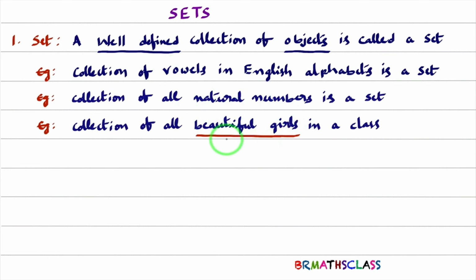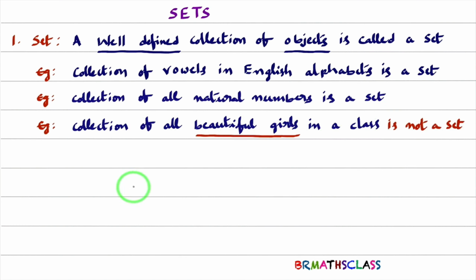If we consider a particular girl, that girl may be beautiful to you. The same girl may not be beautiful to your friend. So, beautiful girl is not well defined. These words, beautiful girl, good girls, those things are not well defined. So, the collection of beautiful girls in a class is not a set.